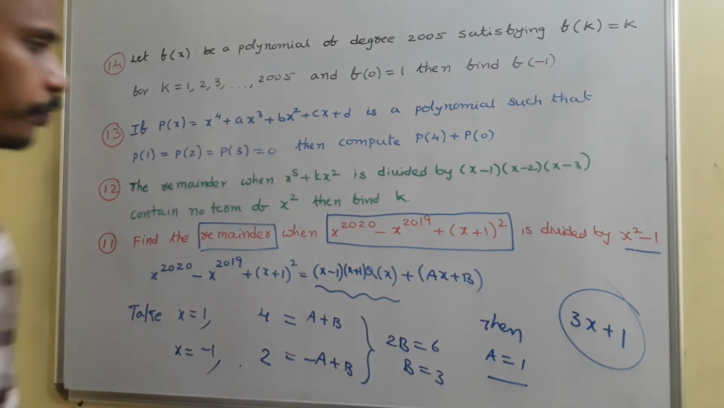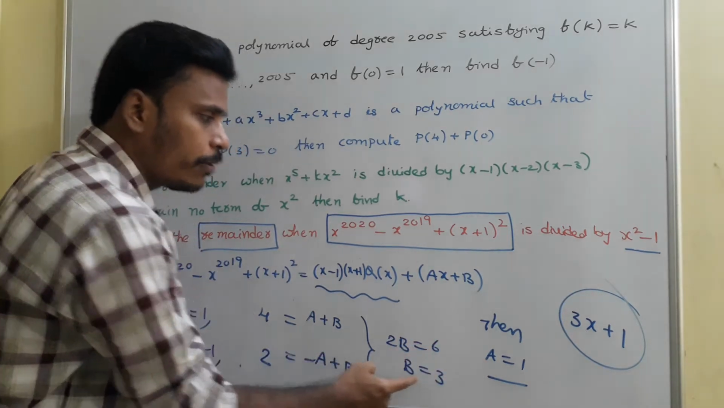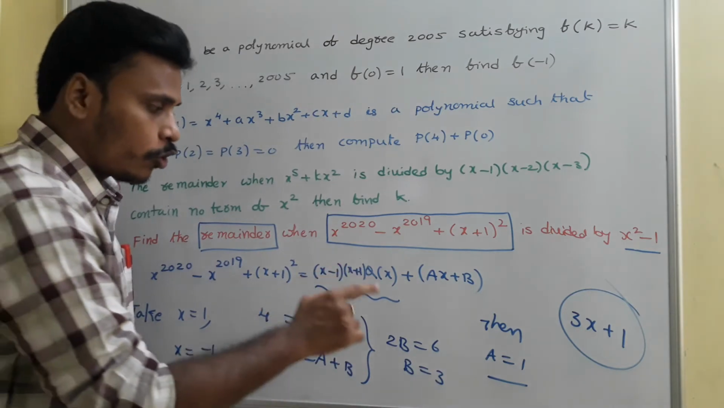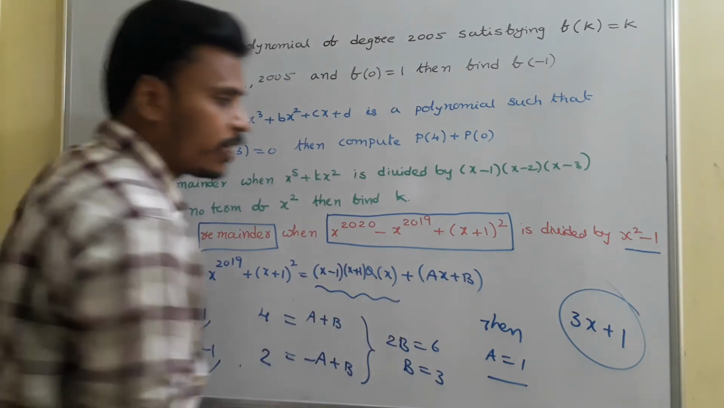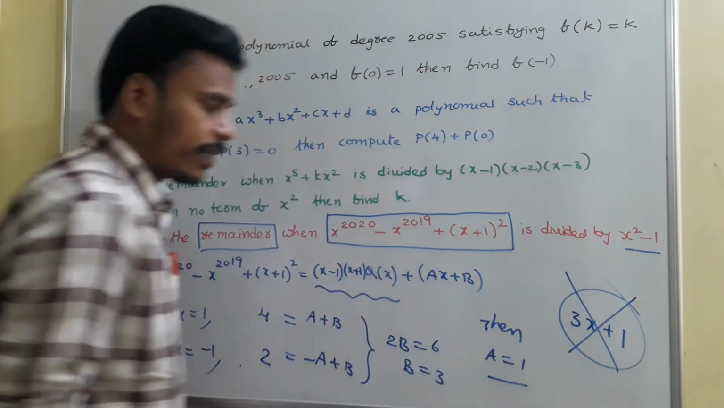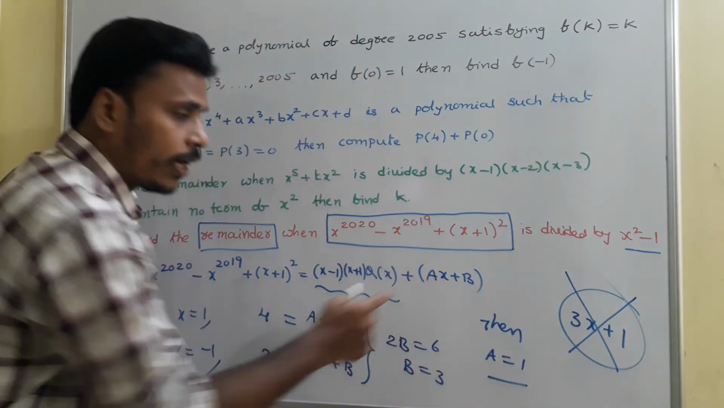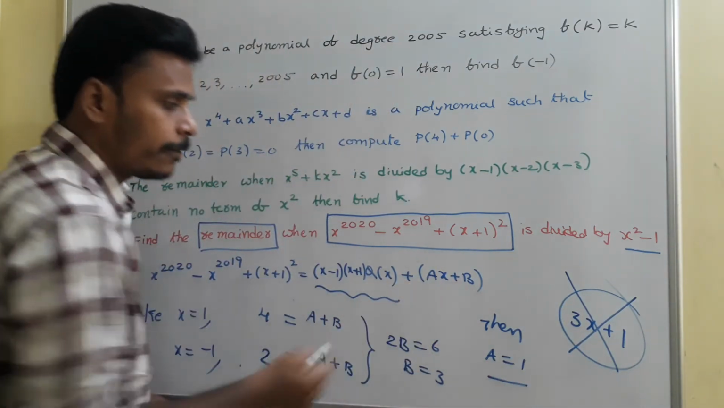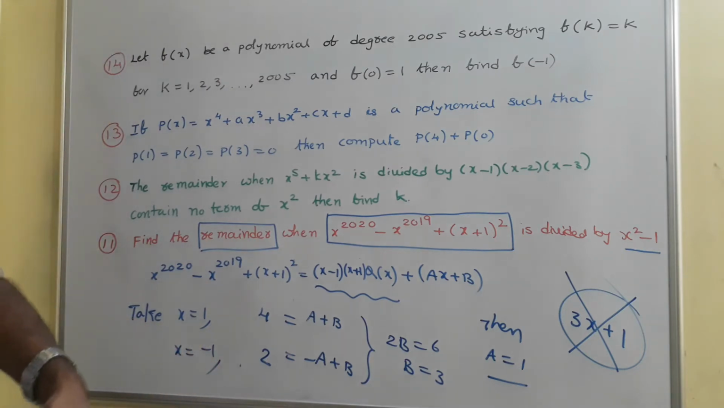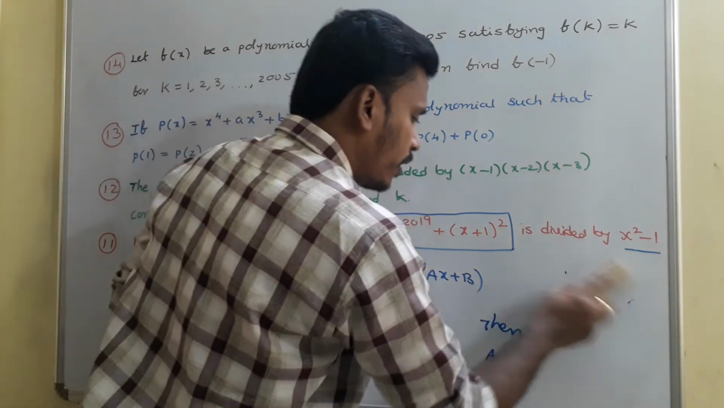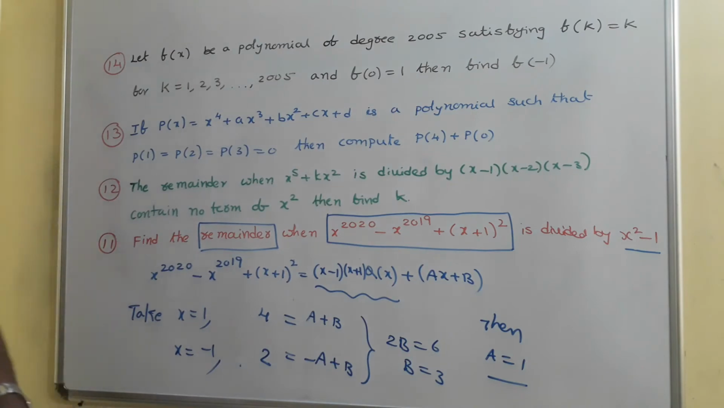Just a minute. Actually, a is equal to 1 and b is equal to 3. Okay, so that won't give us 3x plus 1. This is just a mistake. Neglect it. A is 1, so 1 into x, b is 3, so plus 3. So x plus 3 is the remainder, not 3x plus 1. Okay, I just replace those.